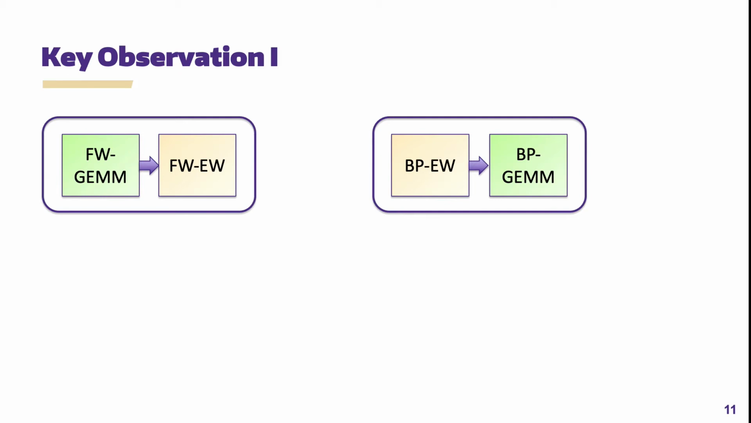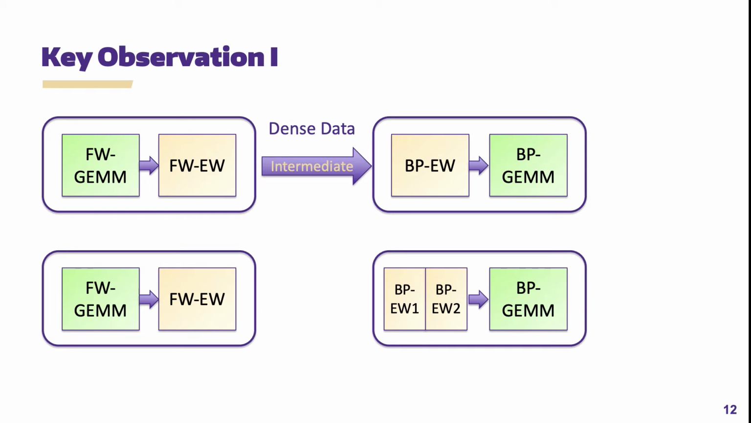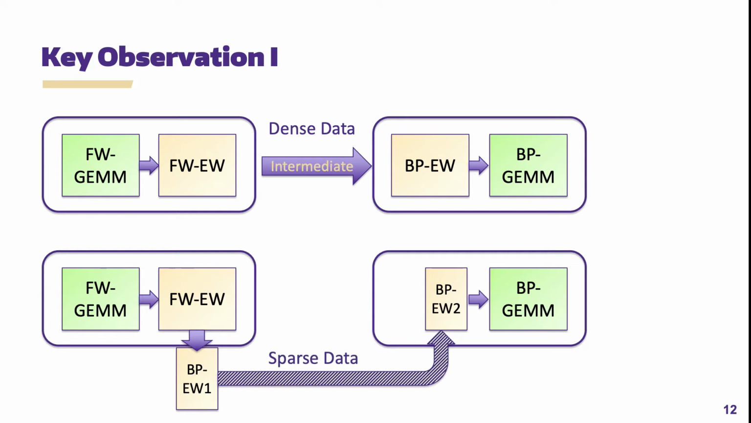We find that the intermediate data between the forward cell and the backpropagation cell is dense, and that gives us very little opportunity to reduce it. But we find some backpropagation computation only requires the data from the forward cell, which means that this part can actually be moved forward to the forward stage. And this part actually generates much sparser data compared with the forward element-wise output.